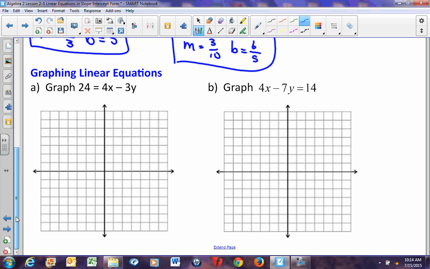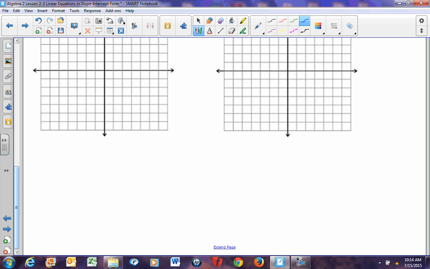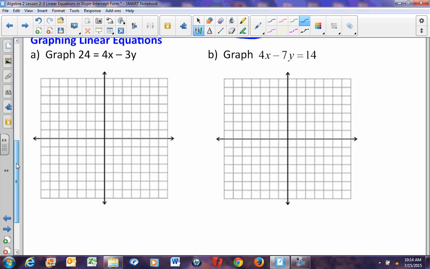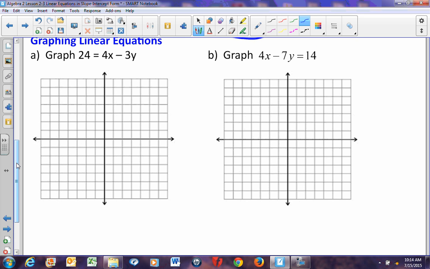Now, to graph linear equations, there's many ways to graph linear equations. The easiest way to graph a linear equation is to put it in y equals form. Once you have it in y equals form, it is very easy to graph because you can graph it using slope-intercept, and probably the easiest way to do it. So if I was to have the equation 24 equals 4x minus 3y, first thing I'm going to do is get it in the y equals form. So I'm going to move this -4x over here. So I'm going to have -3y equals -4x plus 24.